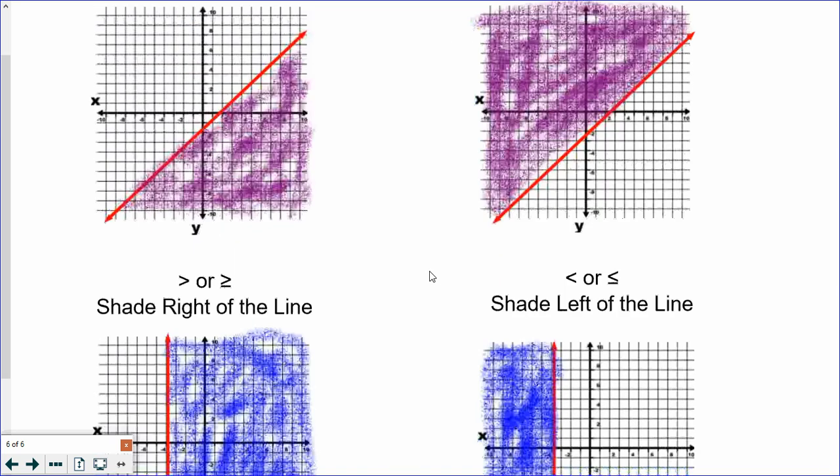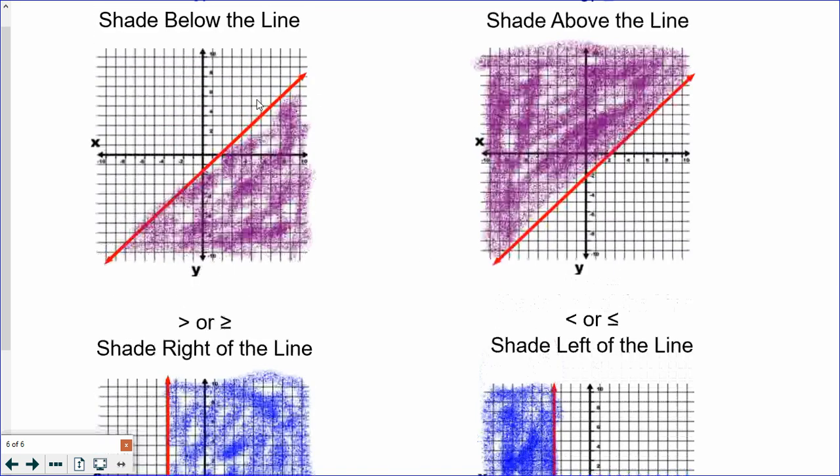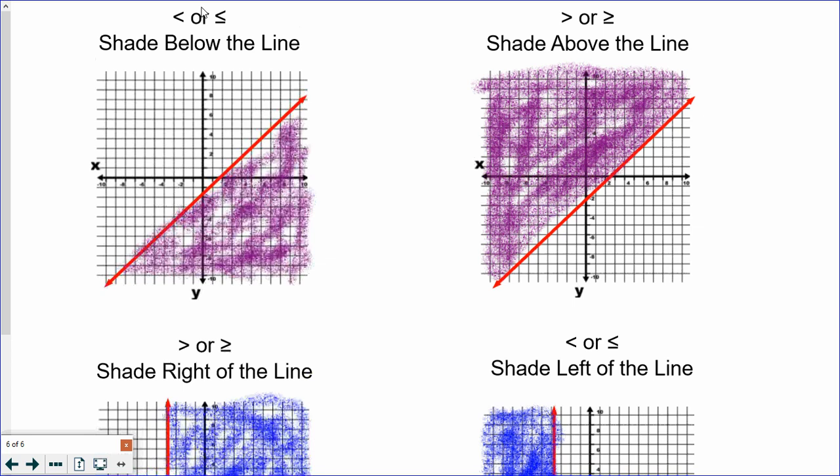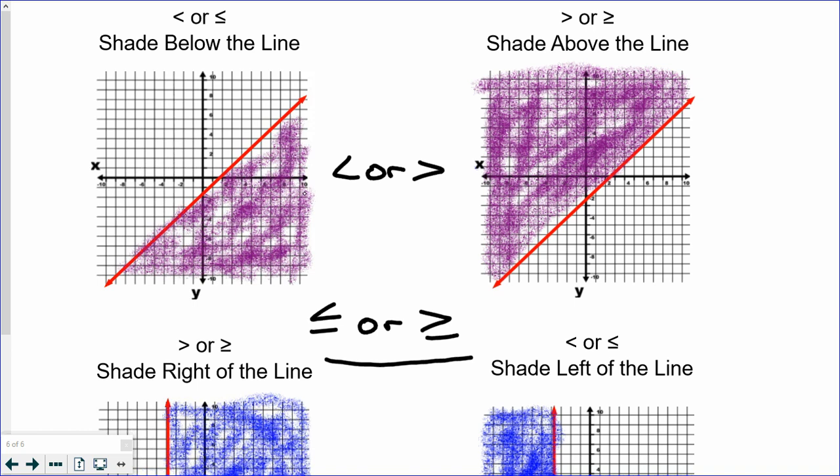And then the only other piece I didn't write on here is it's a solid line if it's or equal to. It's a dashed line if it's less than. So I should add that on here. So let me do that. That would be good to have on here. So if it's less than or equal to or greater than or equal to, it's a solid line. If it's less than or greater than, it's a dashed line.